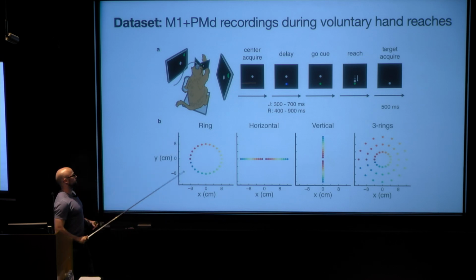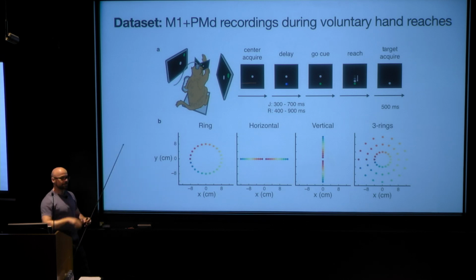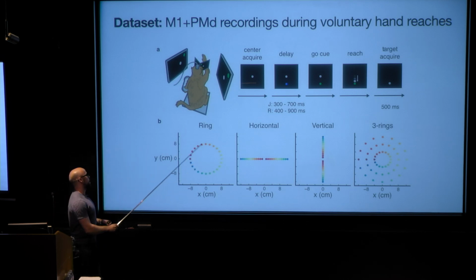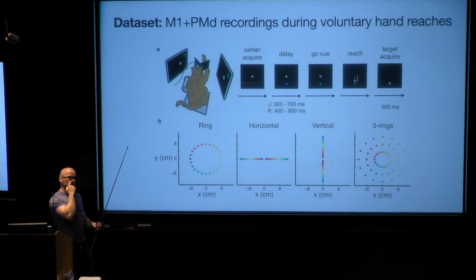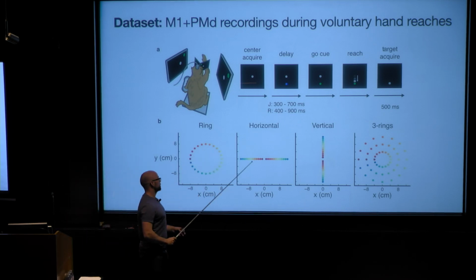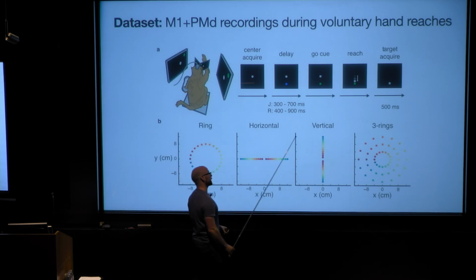And these are the targets that the monkey's reaching to. So the monkey will always start with his hand in the center of the screen, and it'll make outward reaches to targets on a 2D plane like this. In one condition, the monkey's reaching to a ring. In other cases, it's making reaches to points on a horizontal or vertical line or concentric rings.